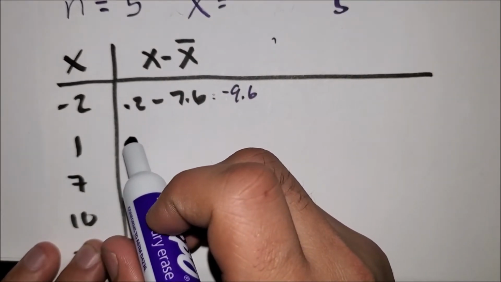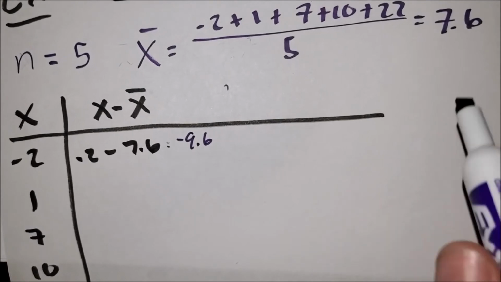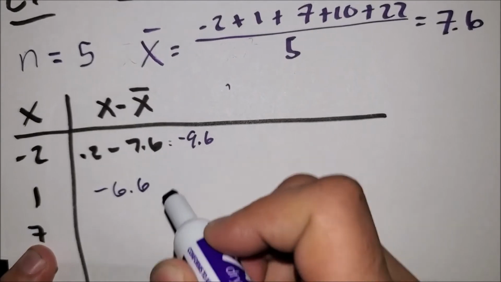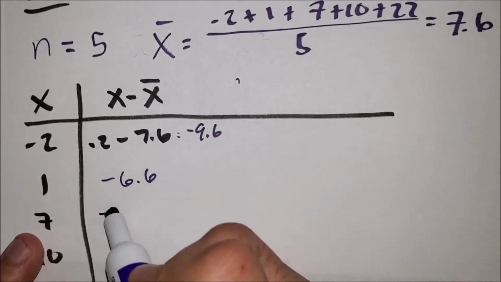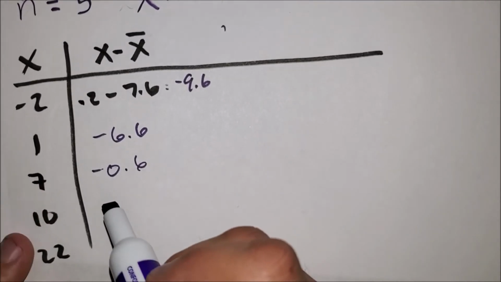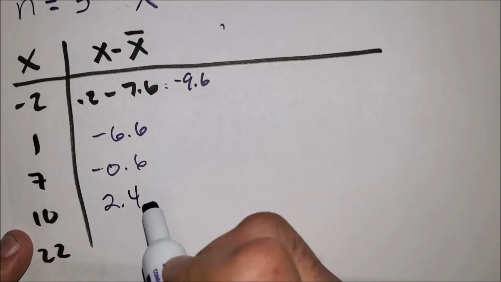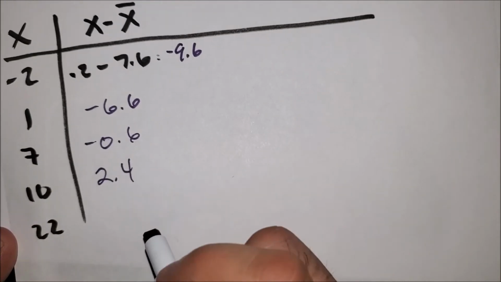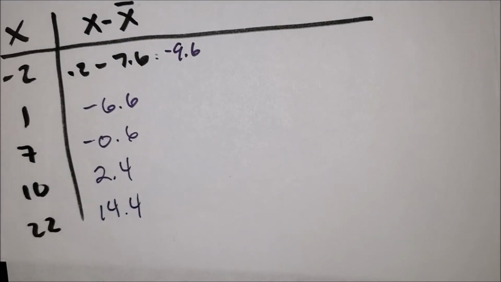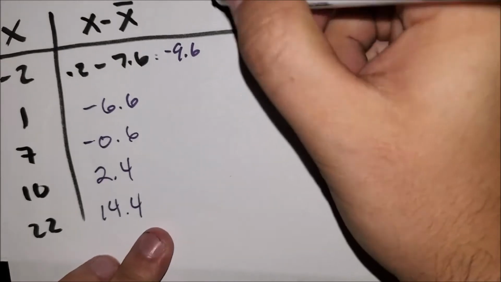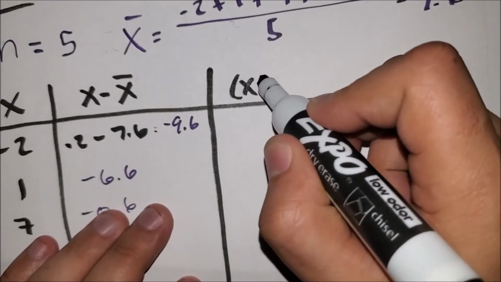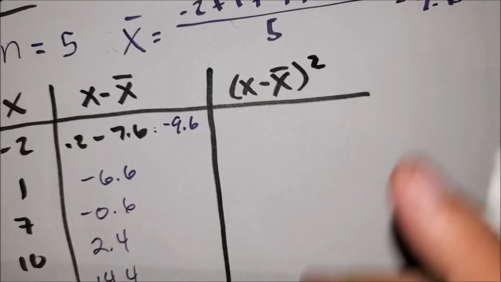The next one we're going to do is 1 minus 7.6. So that gives us -6.6. 7 minus 7.6 gives -0.6. 10 minus 7.6 gives us 2.4. And 22 minus 7.6 gives us 14.4. So the next column that we're going to be doing for our little table here is going to be the x minus x bar quantity squared.